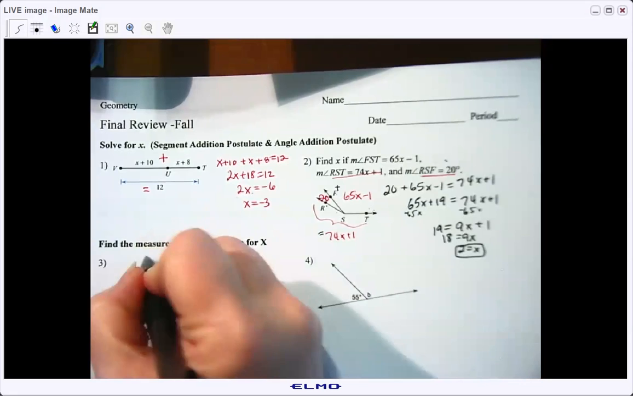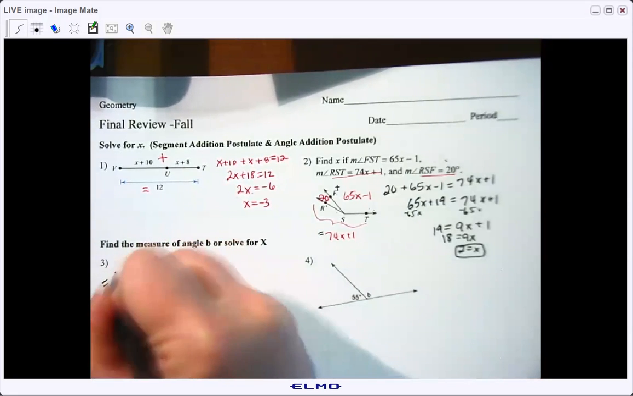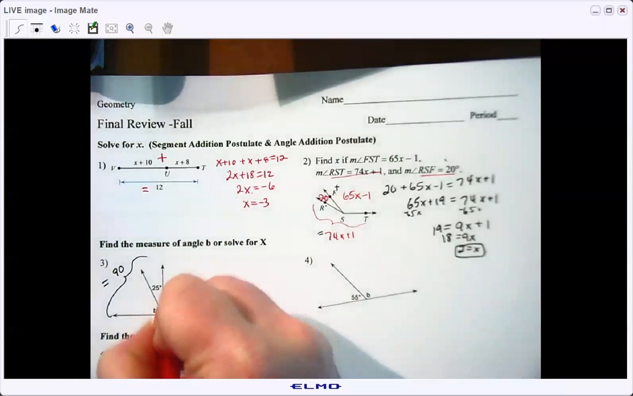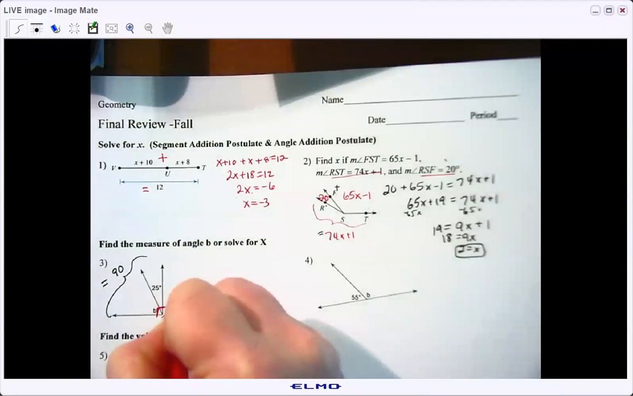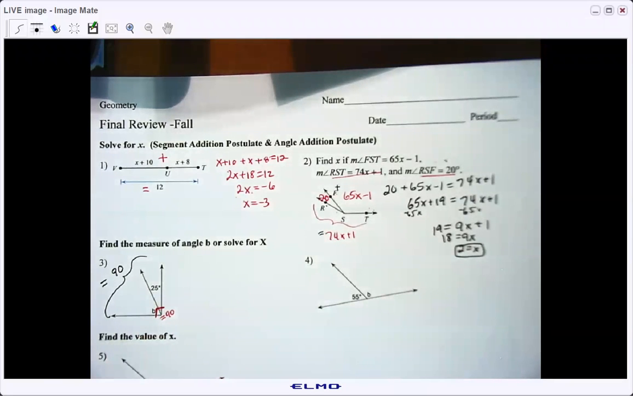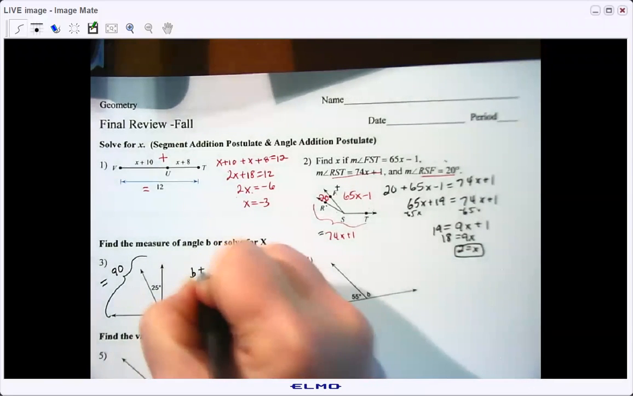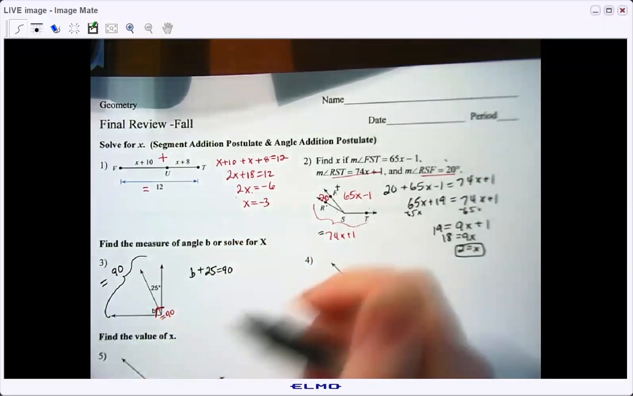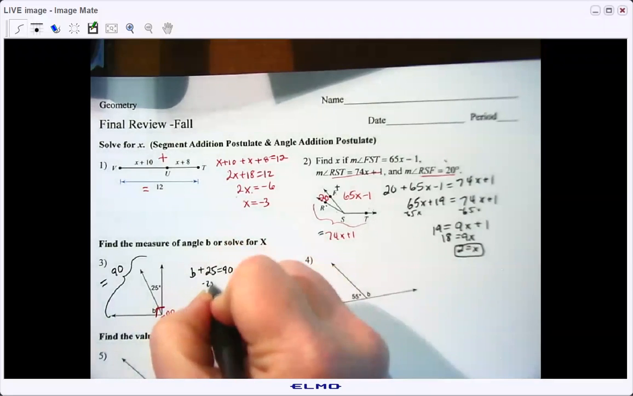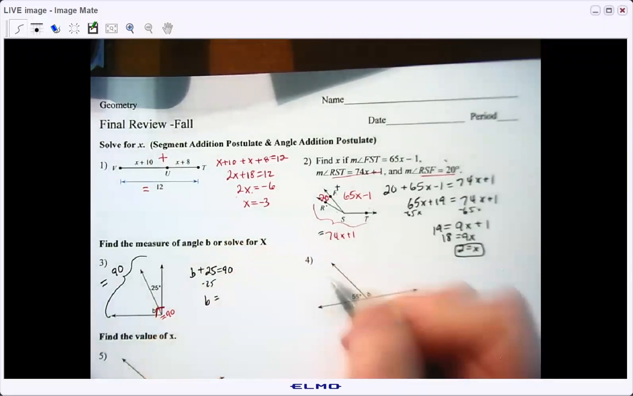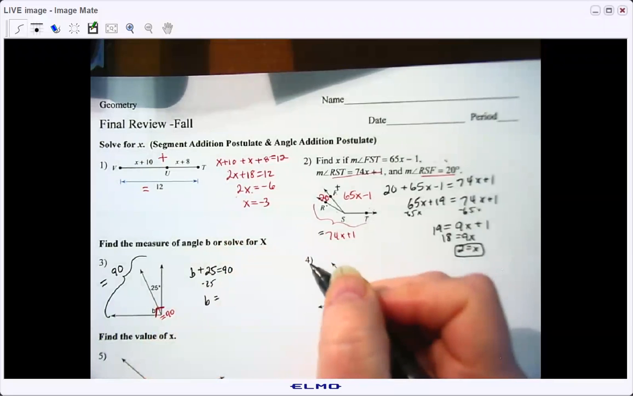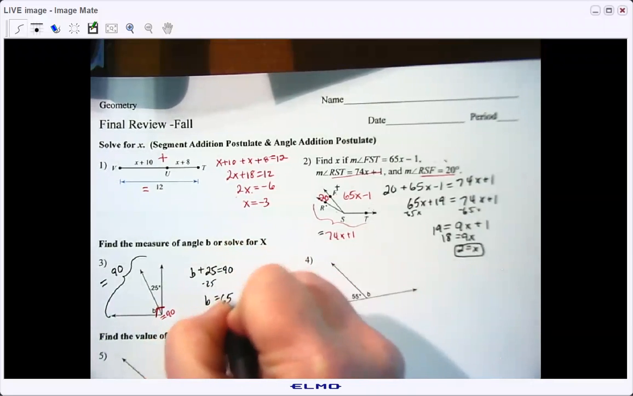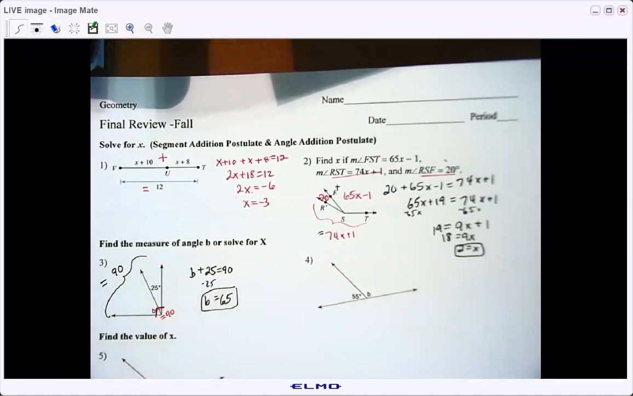So together, these equal 90, because that's what the box means. Okay, so we know that B plus 25 has to equal 90. And a lot of you could probably do that in your head. So subtracting 25 on both sides, we get B equals what? 65. Good. Yeah, awesome.